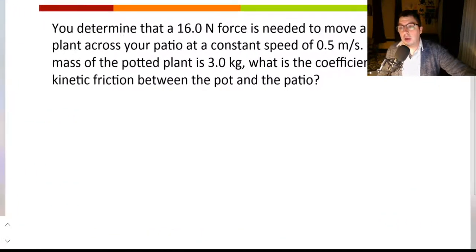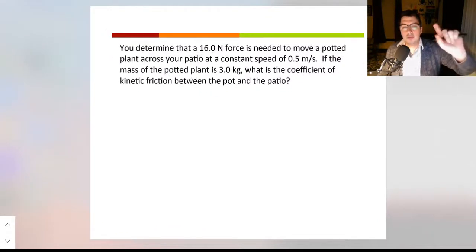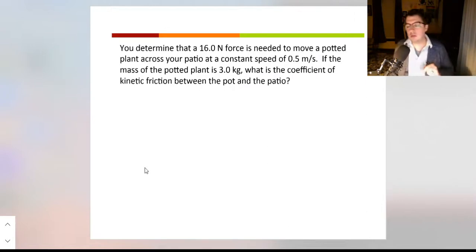Let's work a few simple problems with coefficient of friction and the friction force, just to introduce this idea. So let's say that we've measured with a force meter, some kind of spring scale that we have, that we need a 16 Newton force to move a potted plant across our patio at a slow speed, a half of a meter per second. We know the mass of the potted plant. What's the coefficient of the kinetic friction between the pot and the patio?